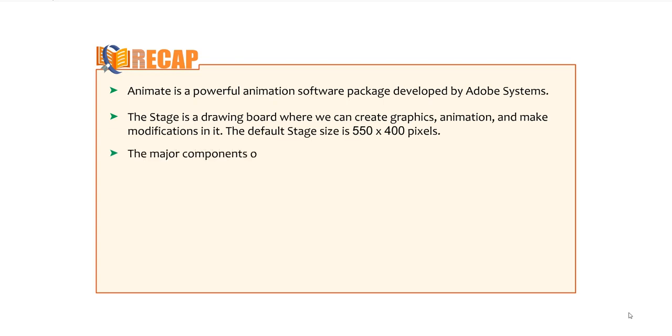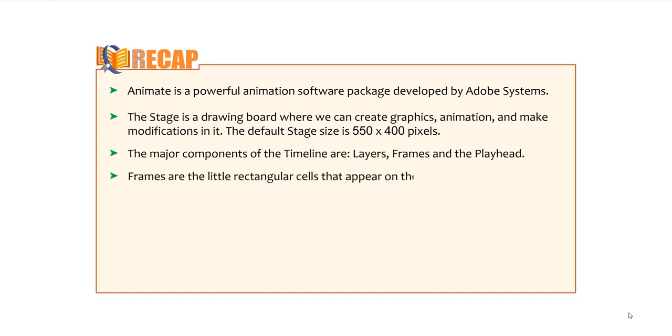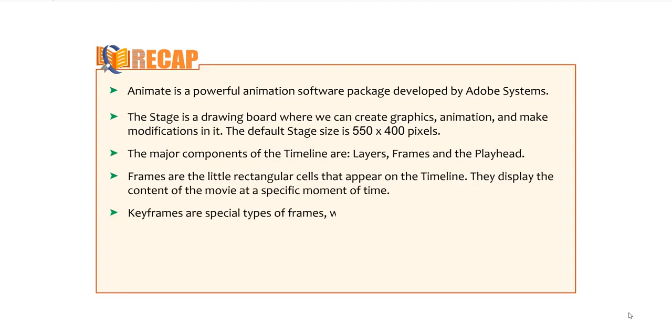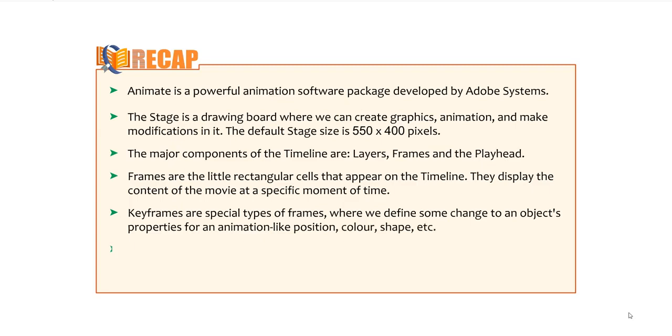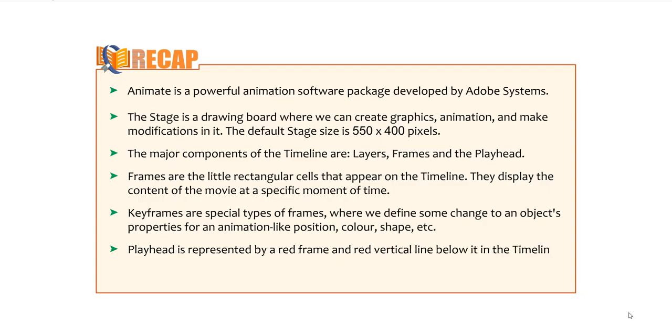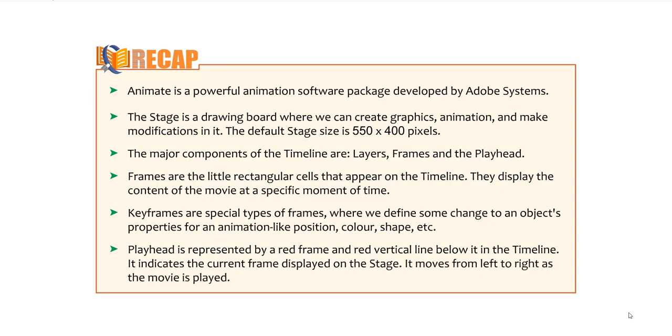The major components of the timeline are layers, frames, and the playhead. Frames are the little rectangular cells that appear on the timeline. They display the content of the movie at a specific moment of time. Keyframes are special types of frames where we define some changes to an object's properties for an animation, like position, color, shape, etc. The playhead is represented by a red frame and a red vertical line below it in the timeline. It indicates the current frame displayed on the stage. It moves from left to right as the movie is played.